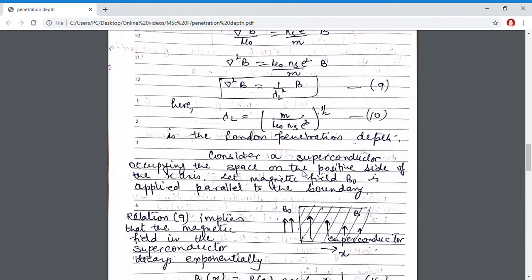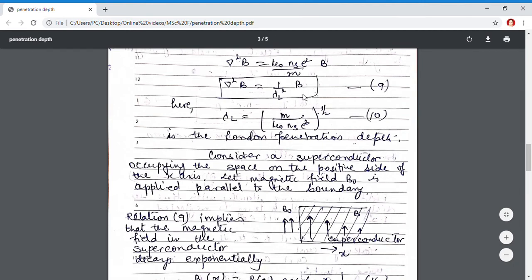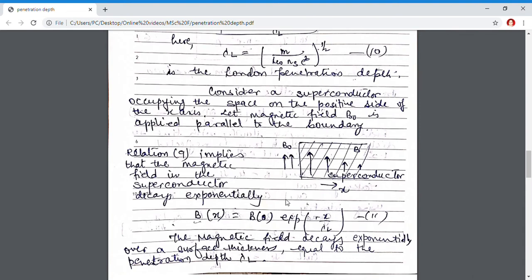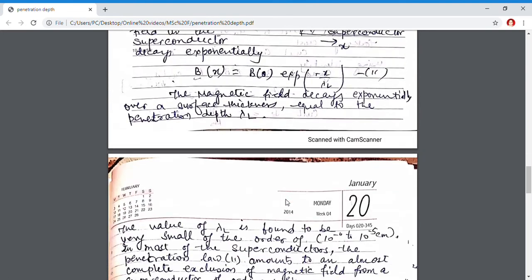According to this expression, which is a second order differential expression, the solution must be Bx equal to B0 exponential minus x upon lambda L. This is the solution of the second order differential expression. Here B0 is the amplitude which I have applied on the surface of the specimen. This shows that the magnetic field decays exponentially over the surface thickness, which has a value equal to the penetration depth, the penetration depth being lambda L.